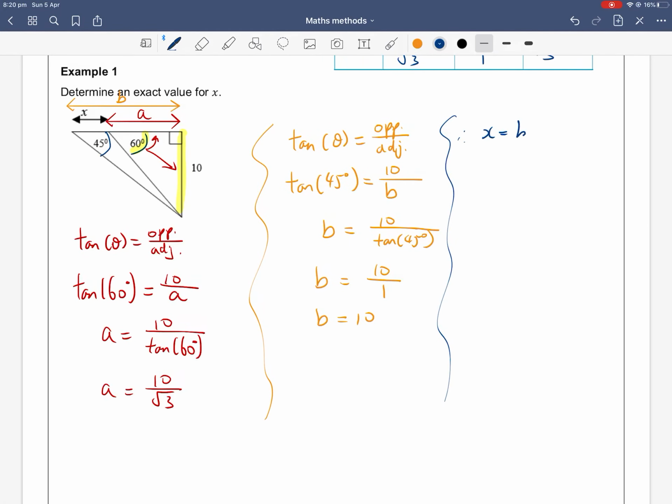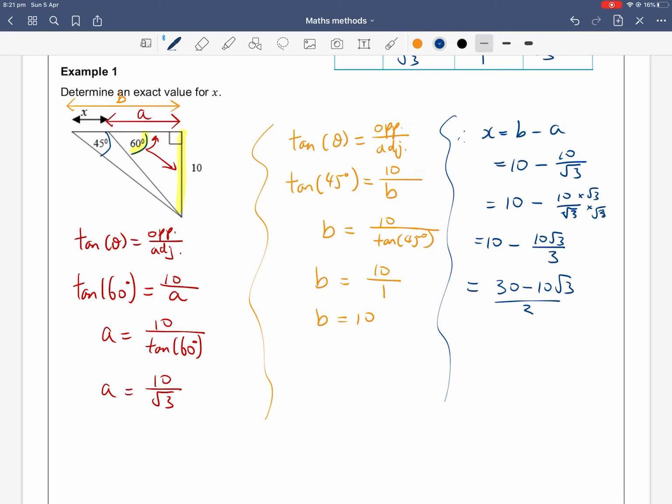So therefore, x is B minus A, which is 10 minus 10 on root 3. Actually, we can rationalize the denominator, so that's 10 times root 3 on root 3 times root 3. So that gives us 10 minus 10 root 3 on 3. If I'm subtracting fractions, I need to have the same denominator, so that's 30 minus 10 root 3 on 3. Or if you want to pull out a common factor of 10 on 3, that's 10 on 3 times 3 minus root 3.